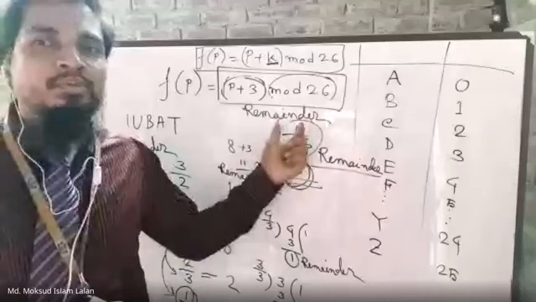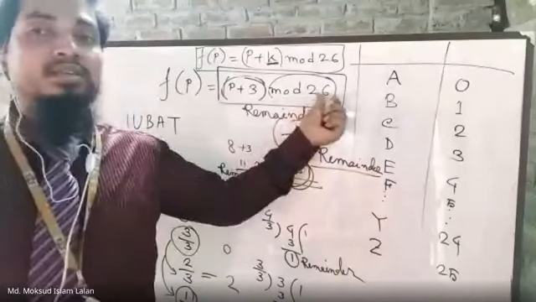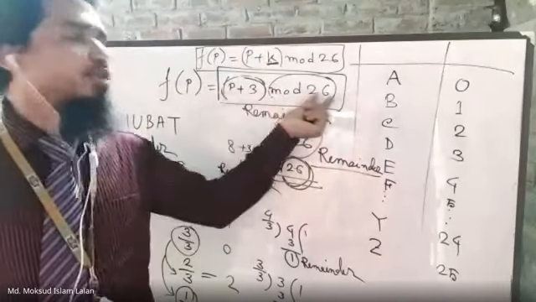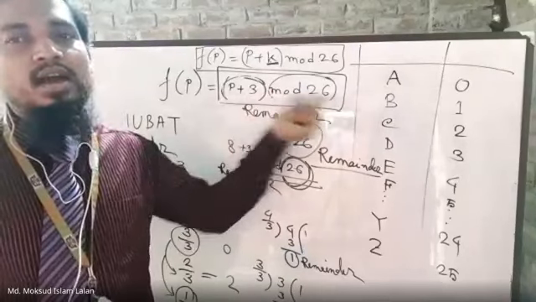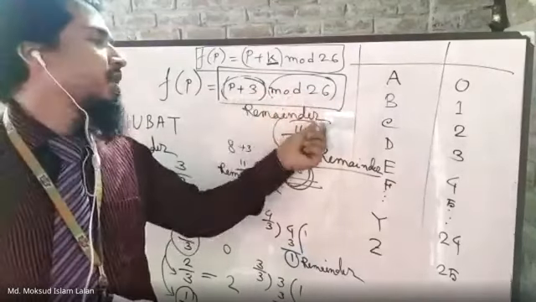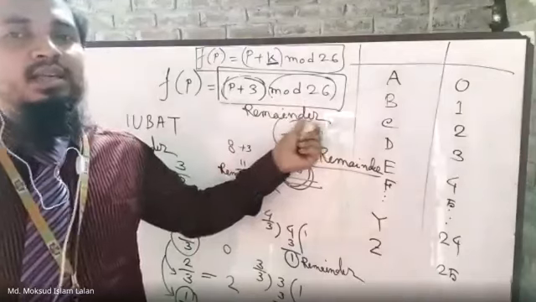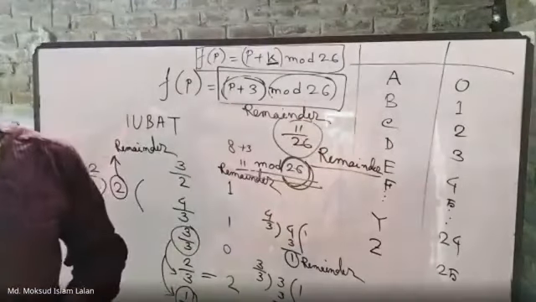So remainder means you need to divide by 26. This whole thing you need to divide by 26. After dividing by 26, you need to write the remainder. Is it clear, or do you have any question? Yes, sir. Clear, sir.